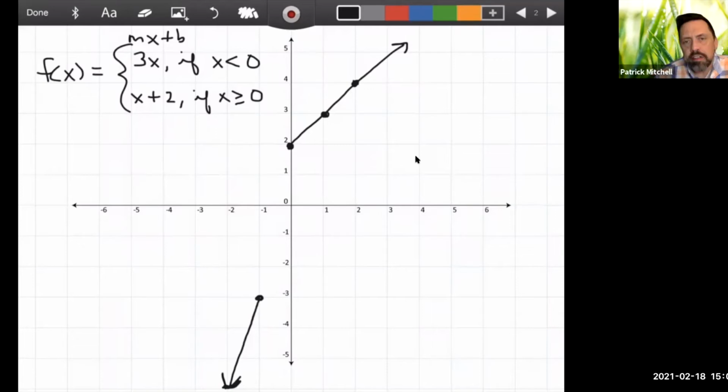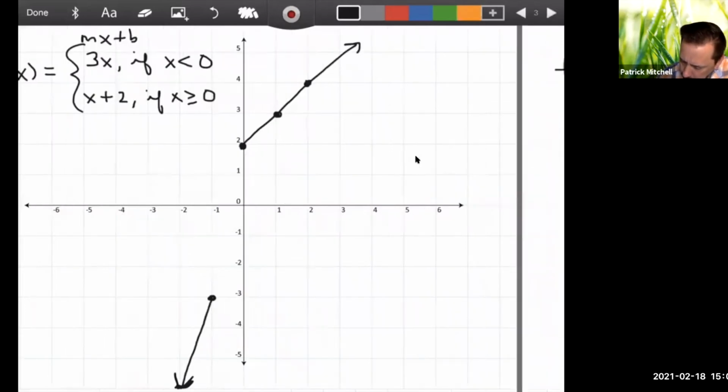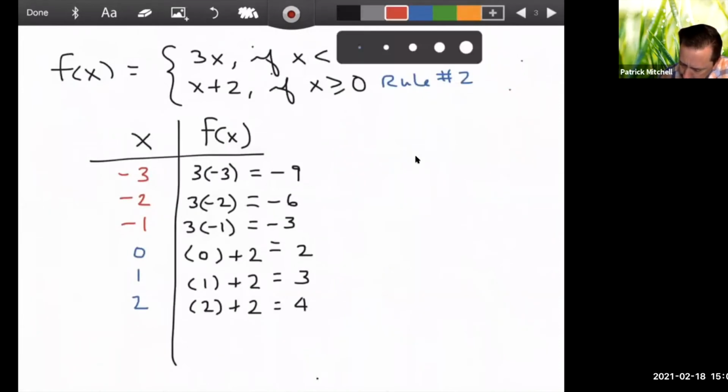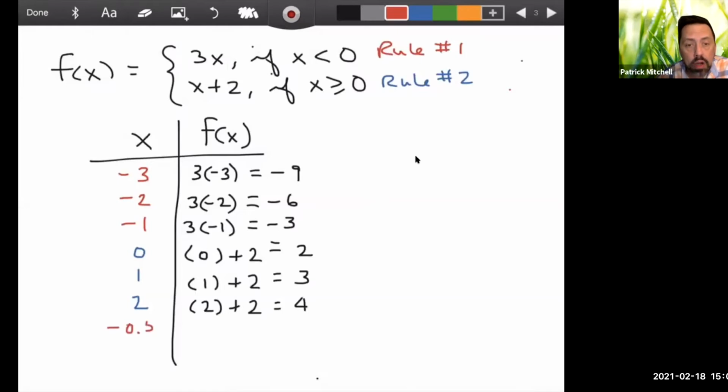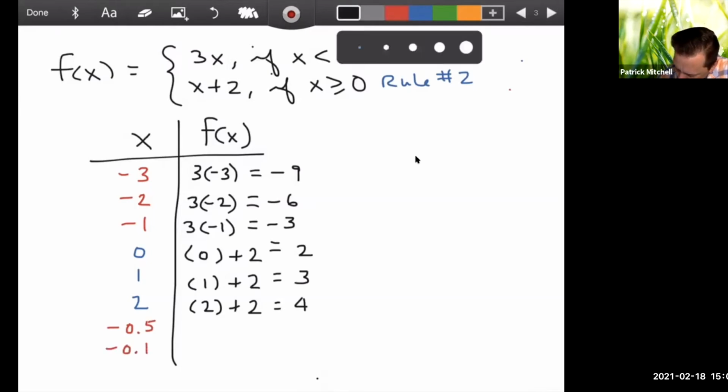There is one missing piece to this. This graph does not show me anything that's going on between -1 and 0. I mentioned a few minutes ago that x can be any real number. It doesn't have to be an integer like -3, -2, -1. So just this once, since it's the first time we're doing this, I'm going to pick a few more numbers. Let's say -0.5. I'm picking things that are between -1 and 0. And why not -0.1? Okay, so those fall into rule number 1.